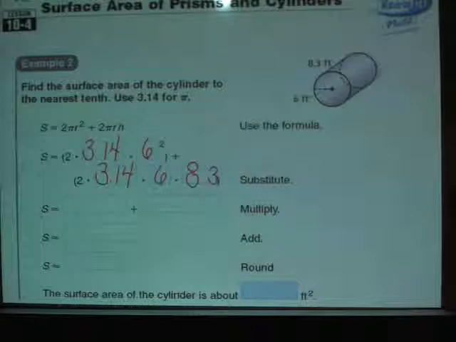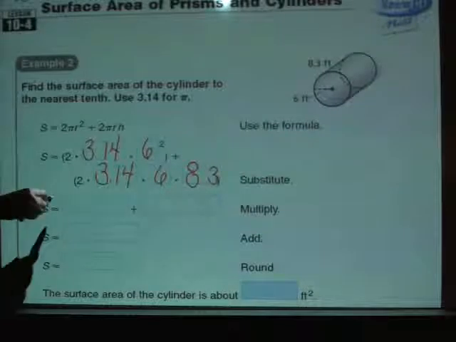All right, so on the first part there, I've got 2 times 3.14 times 6 squared. 2 times 3.14 times 36 is going to change into 226.08.